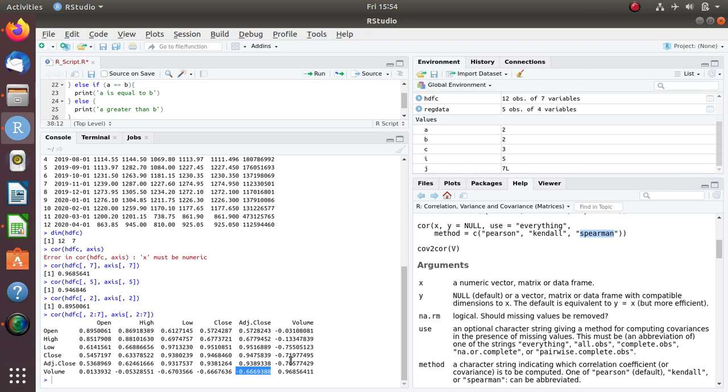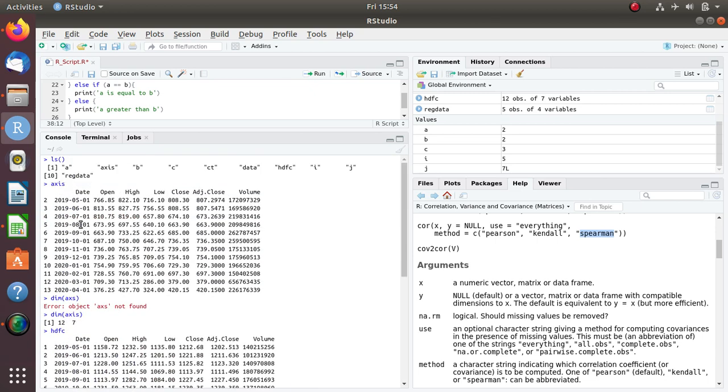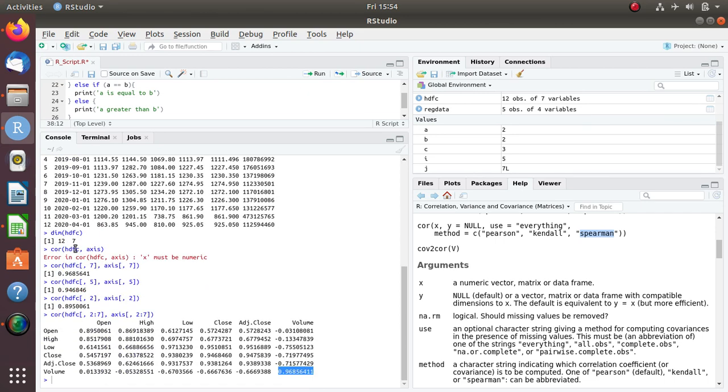You see, the volume of Axis is 96.85. This is actually the value which we calculated. See here, 96.85, the volume. Like this, this is what is called multivariate correlation analysis.